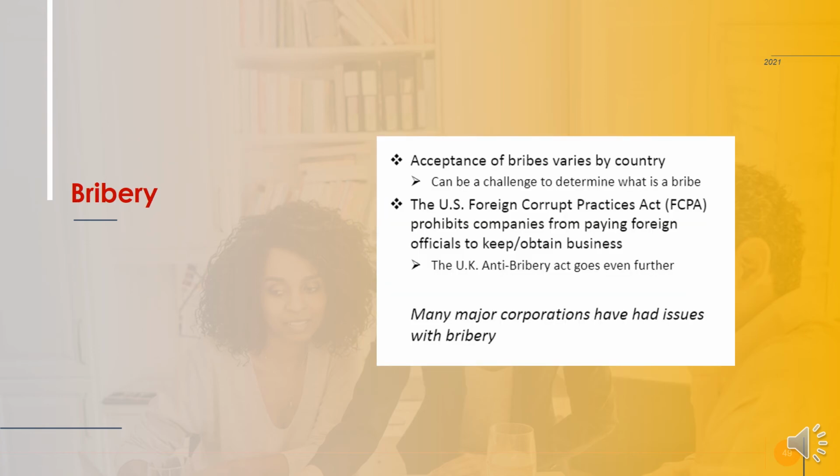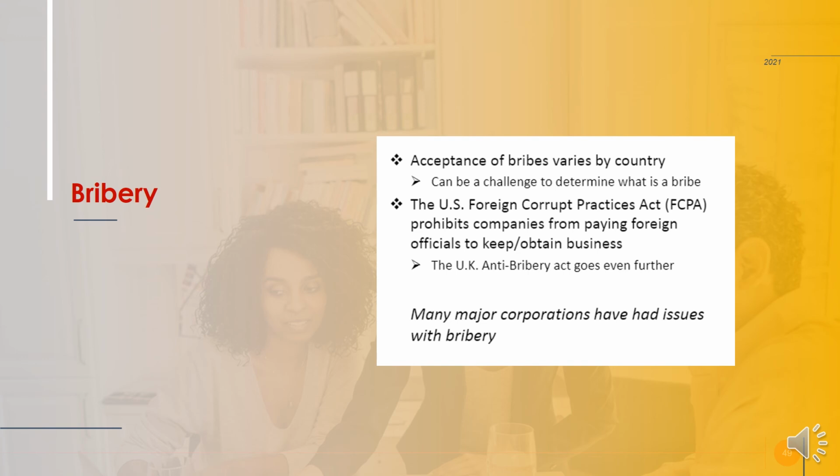Bribery is one of the activities considered unethical in international business. However, the definition of bribery differs from one country to another, so acceptance of bribes varies by country. It can be a challenge to determine what is bribery, because each country has its own kind of rules and regulations on bribery.